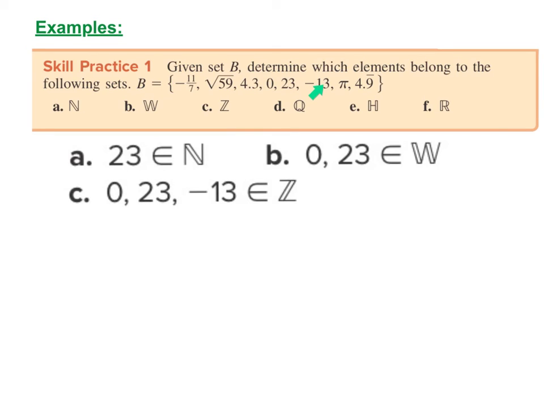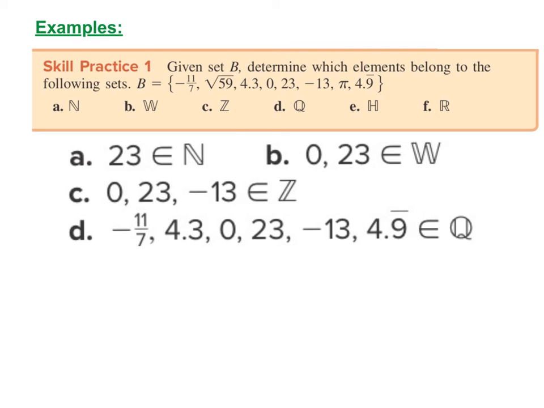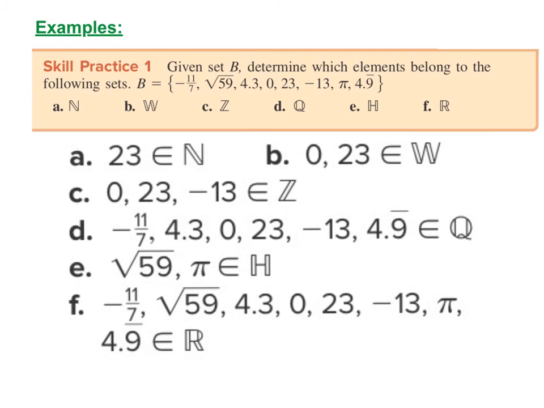Now for rational, anything that's a fraction, anything that's a decimal that ends, anything that's a decimal that repeats. So I'm going to add to that negative 11 sevenths. That's not a perfect square. I'm going to add 4.3 repeating. That doesn't end, and that's repeating. The only ones that will not be there are the irrational ones, the square root of 59 and pi. And then the real numbers are all of them. So that's one example of the stuff that you're going to be doing in your homework today.